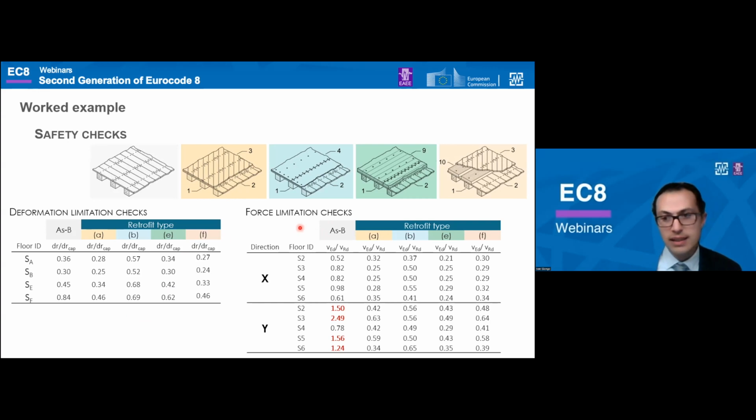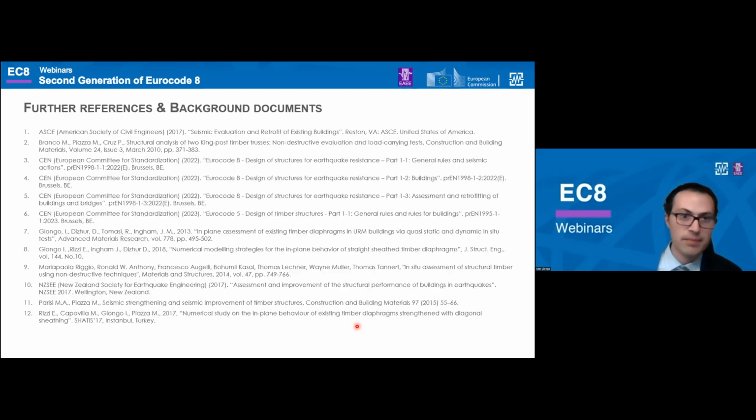If we look at the force limitation checks on the right, we see that when the seismic force is acting in the y direction, the as-built straight sheathed diaphragms do not meet the safety requirements and must be strengthened. But when any of the timber-based retrofits described in section 10.8 is adopted, it is sufficient to ensure that, for this case study, the diaphragms meet the safety requirements.